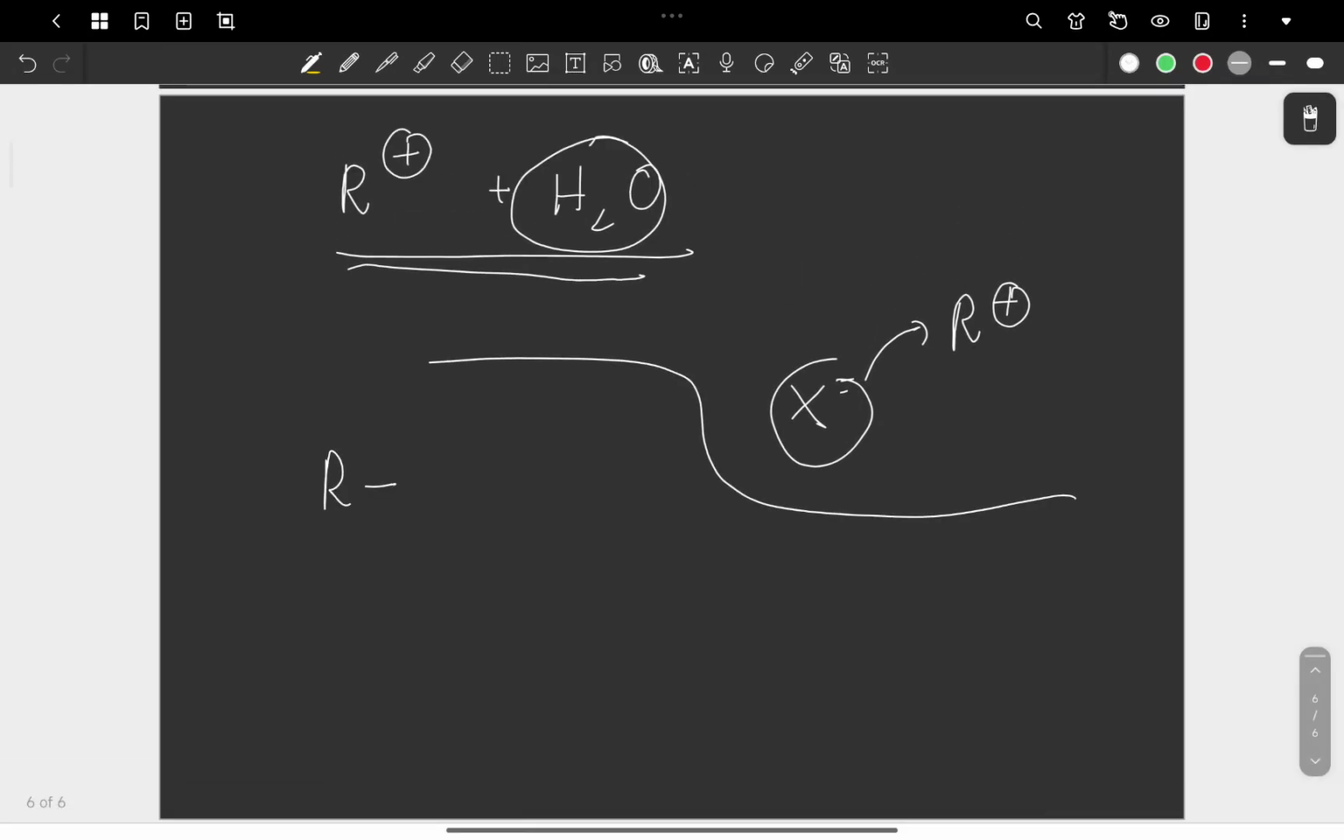And what happens in SN2? This is water. This guy comes. It attacks from the backside. Walden inversion takes place, and this guy just leaves. And again, RX is formed. This is how the reactions happen. Now, this was the first way to convert the OH minus group into a good leaving group. But there are more ways.